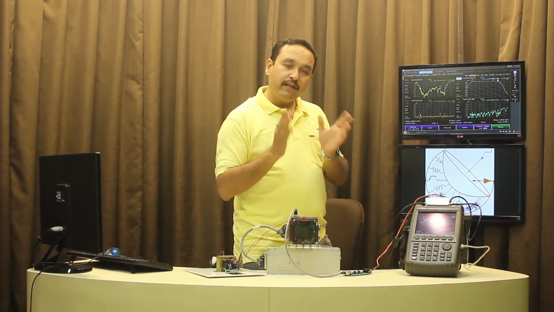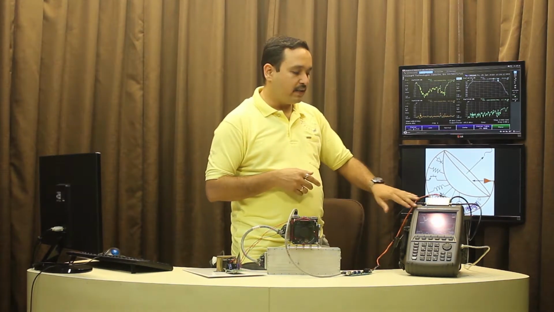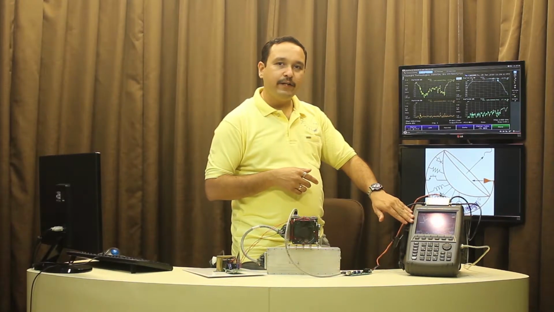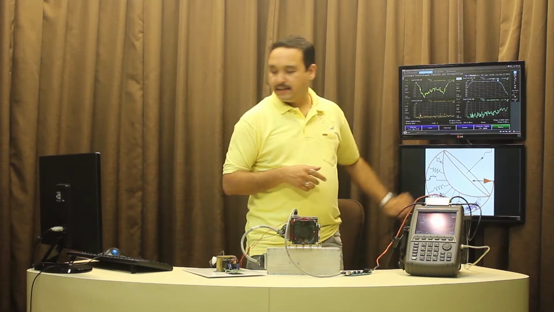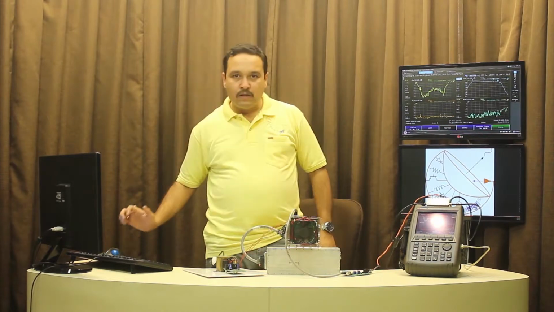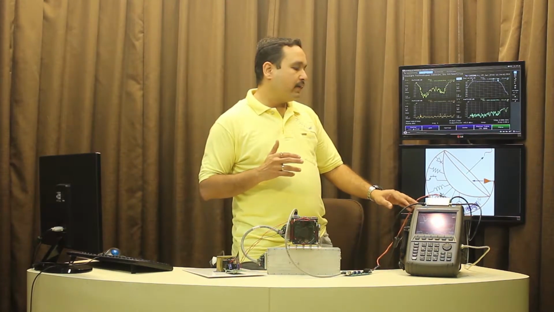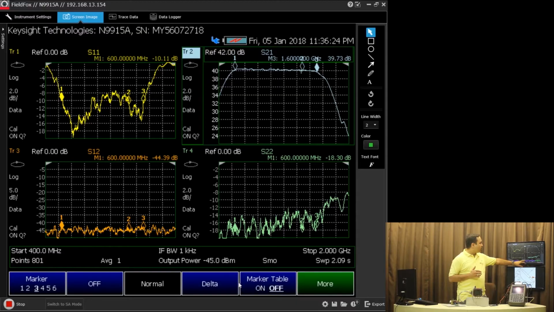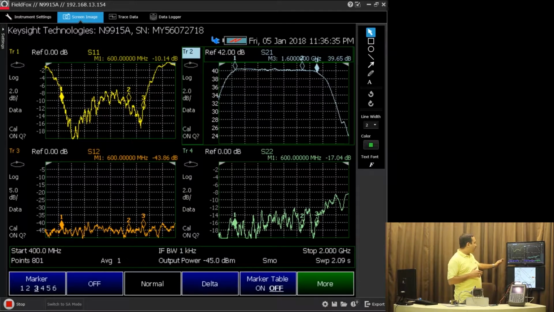So of course, the very first thing you have to do with your VNA is to reduce the power level. And that power level I have already reduced to the lowest available, that is minus 45 dBm. Of course, for such a low power level, the instrument would show some noise. So I have also reduced my IF bandwidth to 1 kHz. And then I'm looking at all my S-parameters between the frequency range of 400 MHz up to 2 GHz.